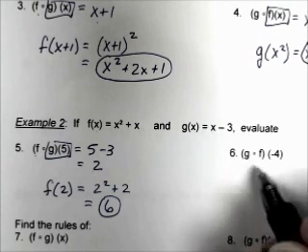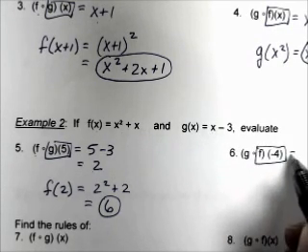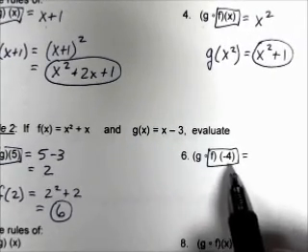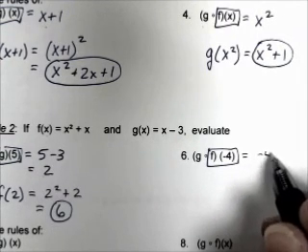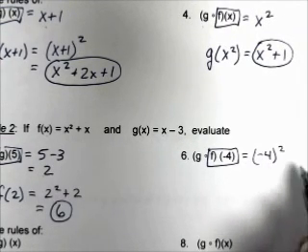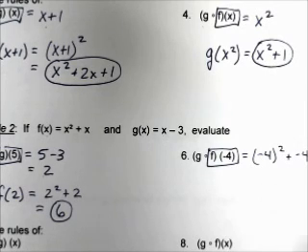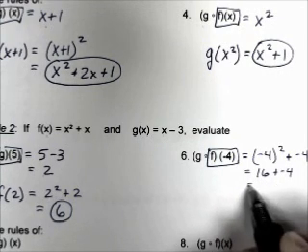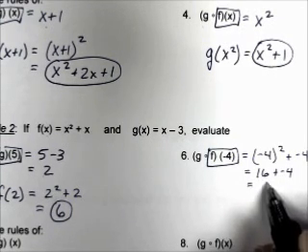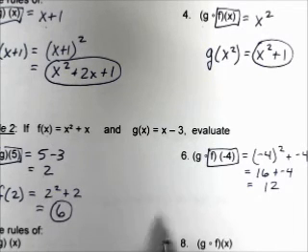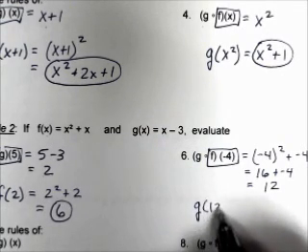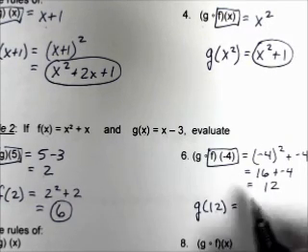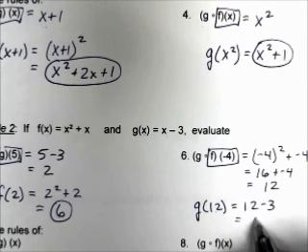Next, g of f of negative 4. F of negative 4 is done first. Replacing our x's with negative 4, so this is negative 4, make sure you put that in parentheses, squared plus negative 4. Negative 4 squared is positive 16, plus negative 4 is 12. Now g of that result. So g of 12. Looking at g of x, replacing our x's with 12. So 12 minus 3, which is 9.